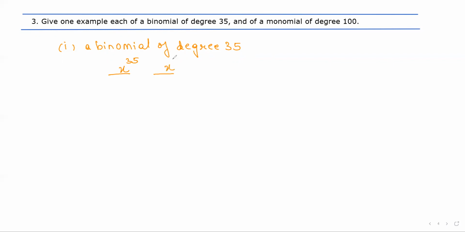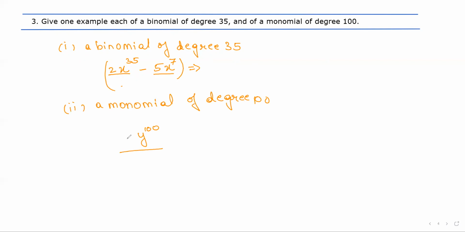So here you can have x to the power anything which is less than 35, say x to the power 7. You can write any coefficients. So I'm taking 2 and minus 5. So this can be an example of a binomial with degree 35. Second, a monomial of degree 100. So you have to have a variable and the power of variable is 100. Monomial means a single term and its coefficient can be anything. So let's say 3.